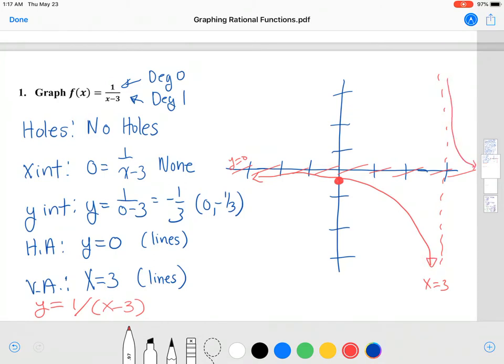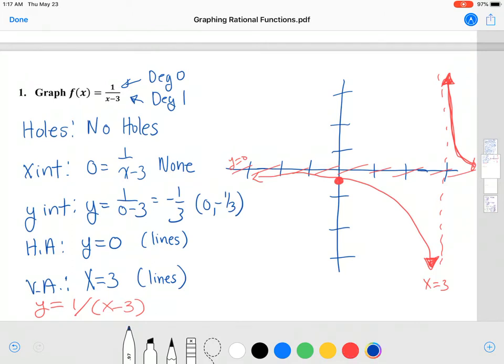I didn't leave myself enough room on the other side, I guess, but you can look at it on your graph on your calculator. So on the left side of my vertical asymptote at x equals 3, it's going down to negative infinity. And on the right side of my vertical asymptote, that's going up to positive infinity.